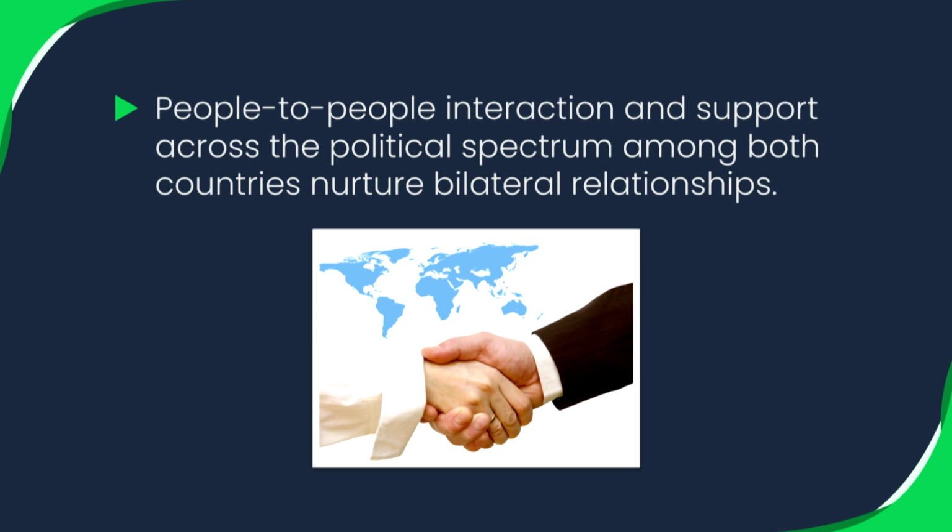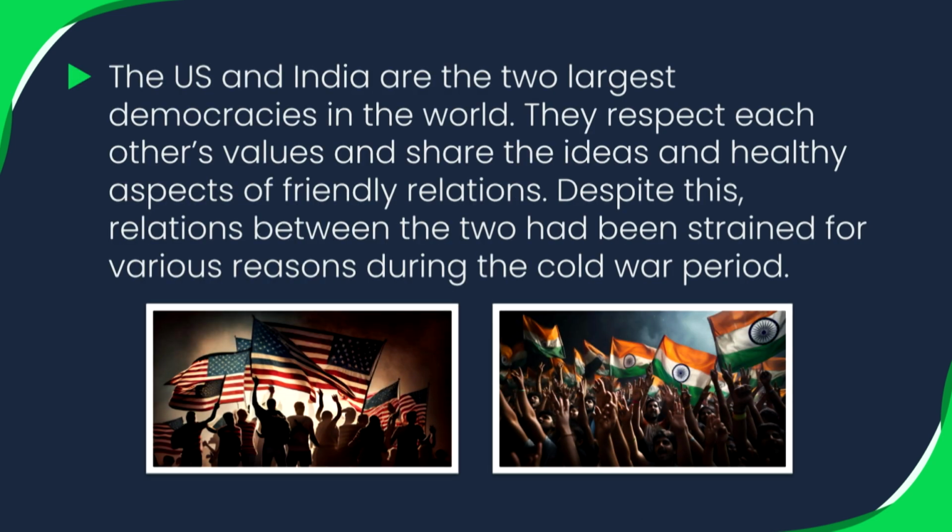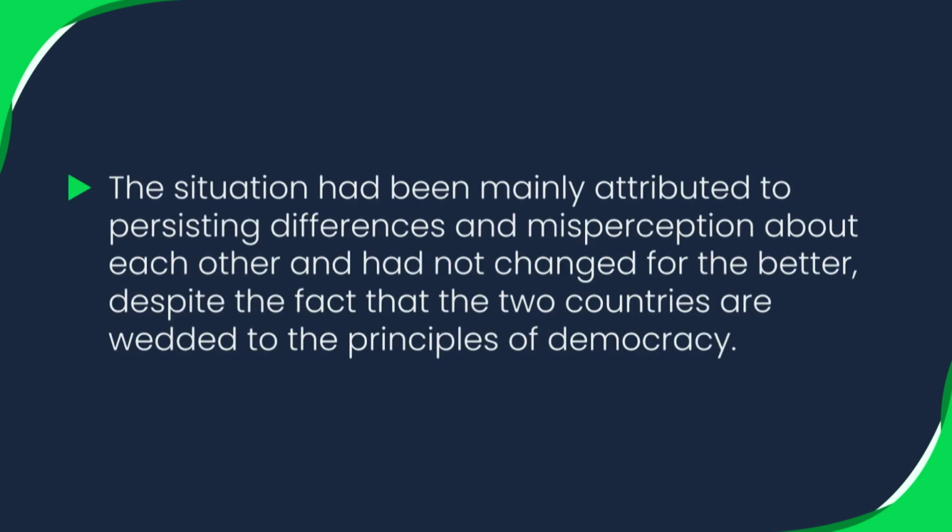People-to-people interaction and support across the political spectrum in both countries nurture bilateral relationships. The US and India are the two largest democracies in the world. They respect each other's values and share the ideas and healthy aspects of friendly relations. Despite this, relations between the two had been strained for various reasons during the Cold War period. The situation had been mainly attributed to persisting differences and misperception about each other and had not changed for the better, despite the fact that the two countries are wedded to the principle of democracy.